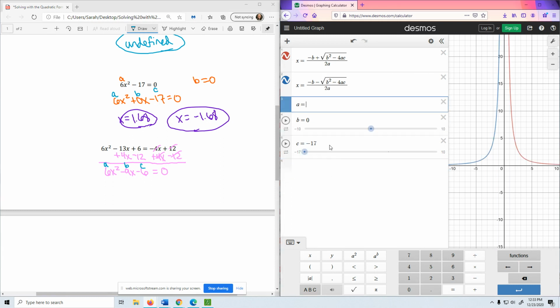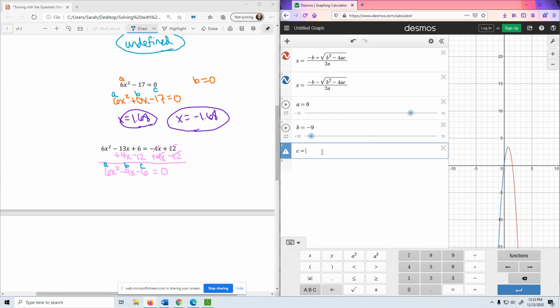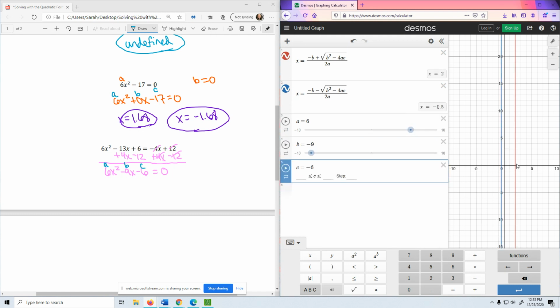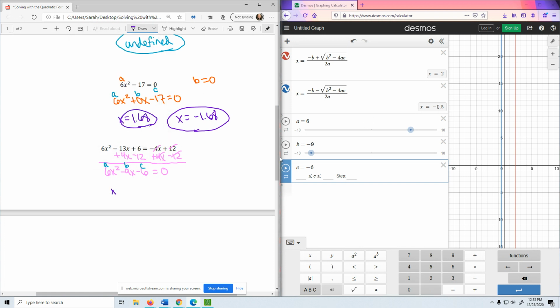And let's put our new A, B, and C into Desmos. I've got to get rid of the old ones. A is 6, B is negative 9, C is negative 6. And then Desmos gives us 2 solutions this time. First solution is 2. Second solution is negative 0.5.